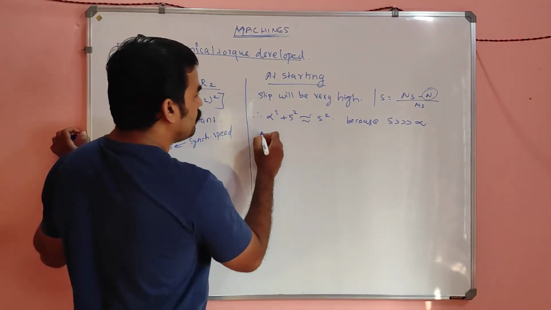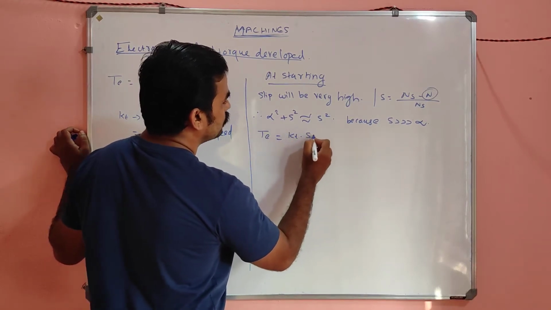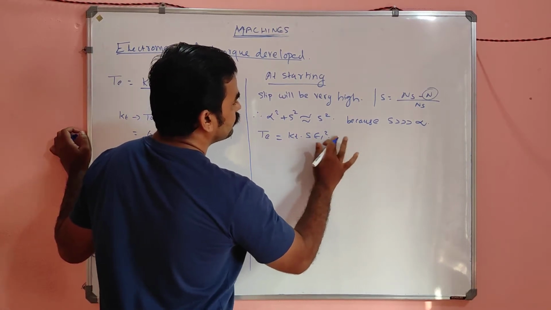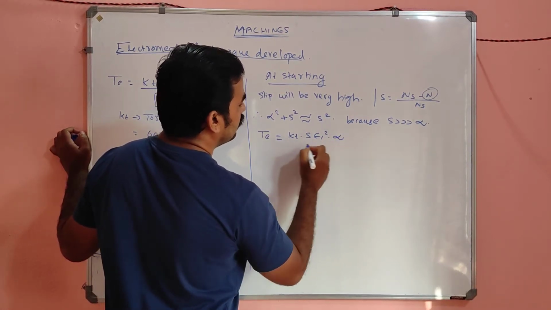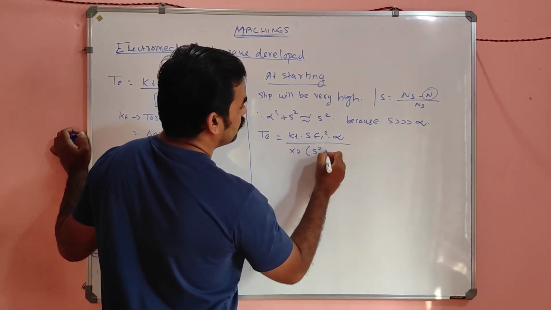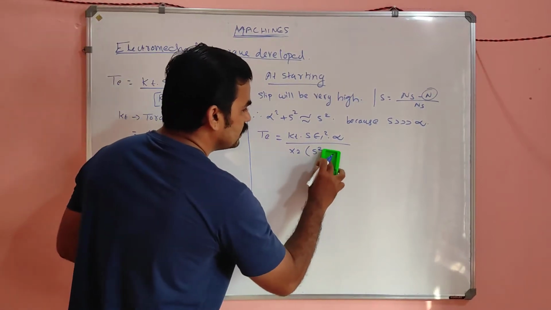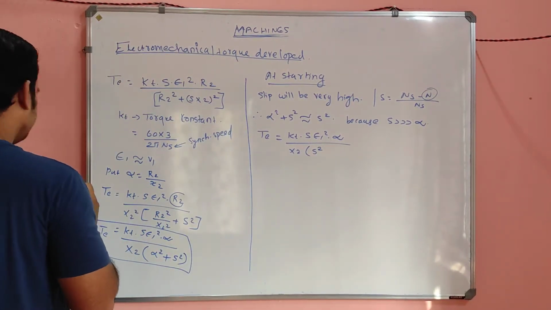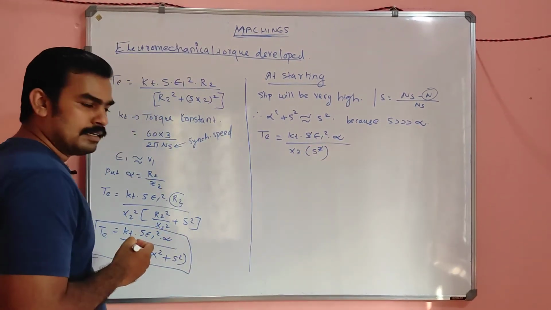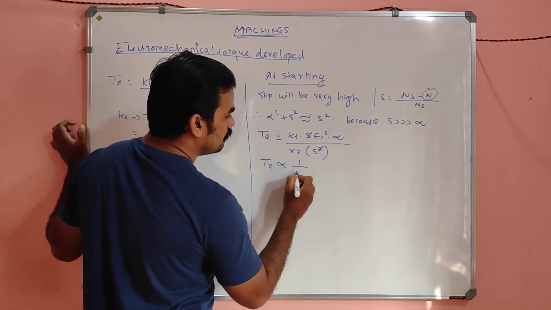So this equation will become TE equal to some constant kt into s into e1 square into alpha, whole divided by x2 into s square plus alpha square. That is simply equal to what? s square only. This s and this one are cancelled. In this equation I can write TE proportional to 1 by s.